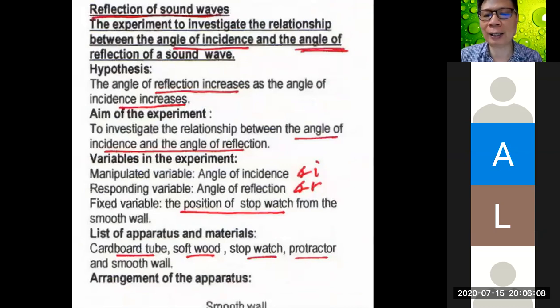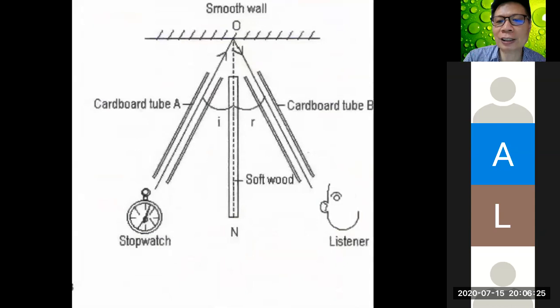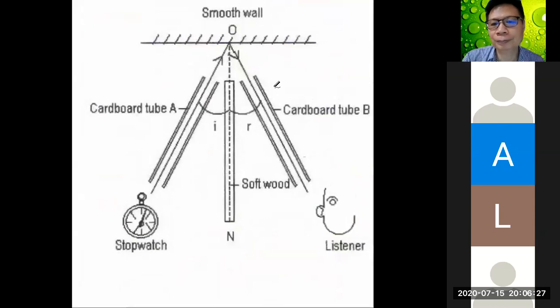Sound very simple. Sound also can be reflected. Okay, you see a piece of wall can reflect the sound, right? Rock, mountain can reflect the sound. Okay, so you look at this diagram. How to do reflection of sound? Okay, you need a smooth wall. This wall must be smooth, must be hard.